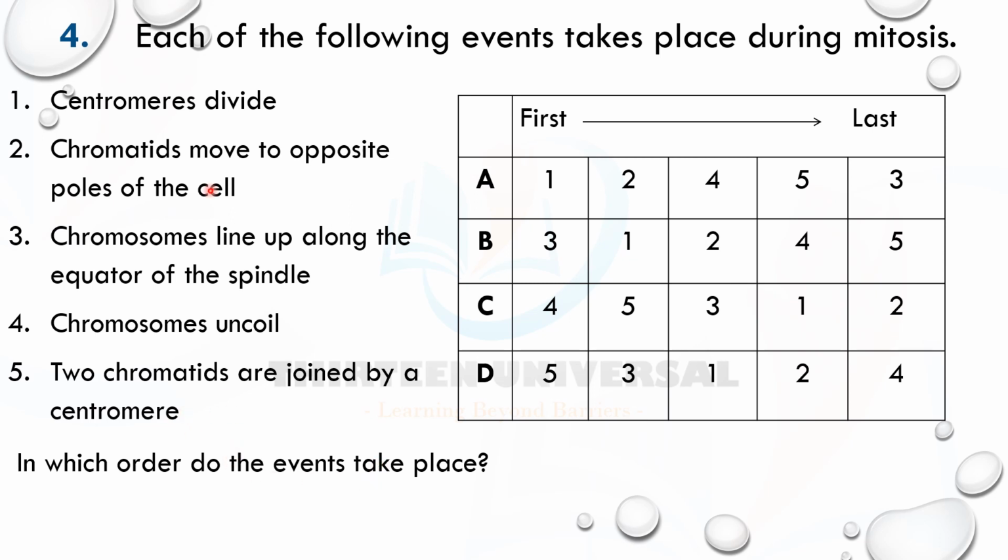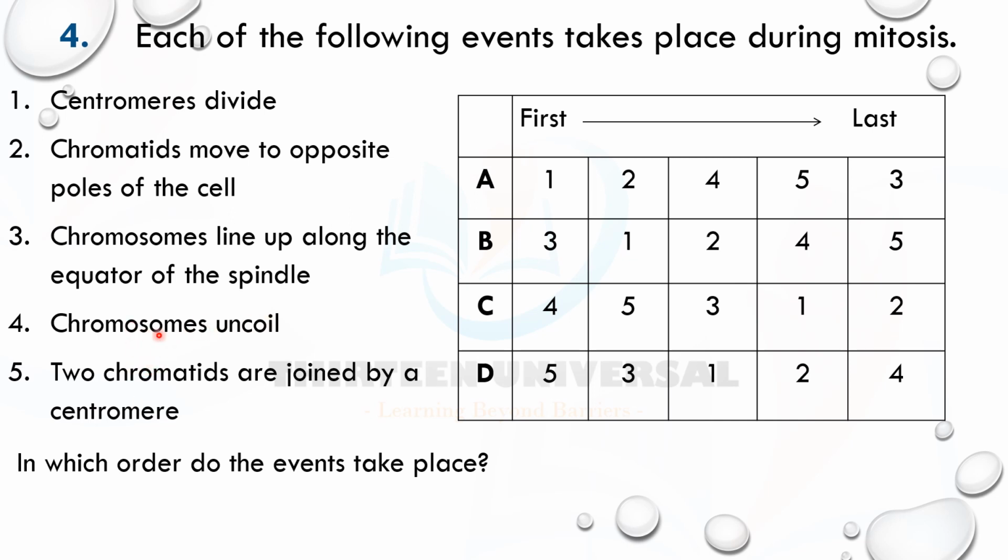So prophase first. Centromere divides, that's not prophase. Chromatids move to opposite poles, no. Chromosomes line up, no. Chromosomes uncoil. Now this is prophase, right? The two chromatids are joined by a centromere. Yes, two of them are prophase, but which one?